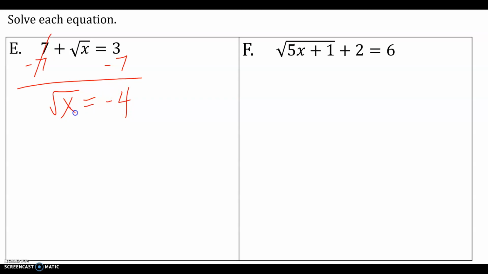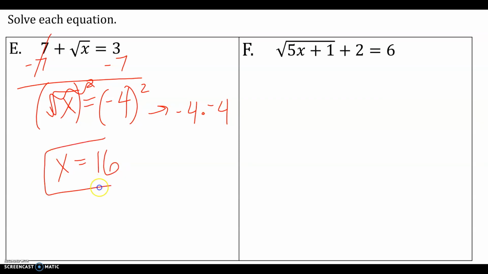Now we are going to square both sides, obviously, because that's how we get rid of the radical. And obviously this goes away. Now, if you remember, a negative 4 times a negative 4 does equal a positive 16. Now, here's the thing, though. We need to verify that this actually is correct.